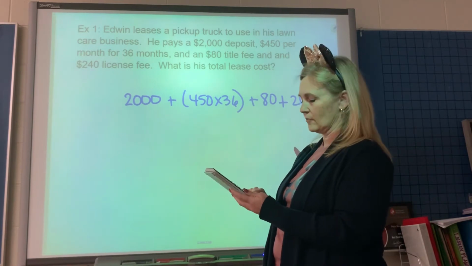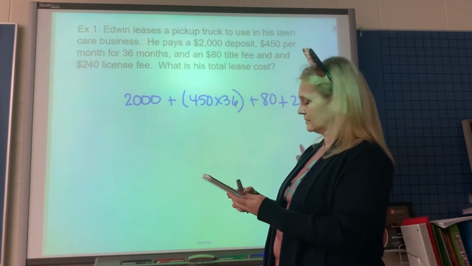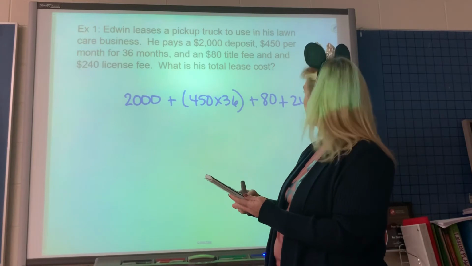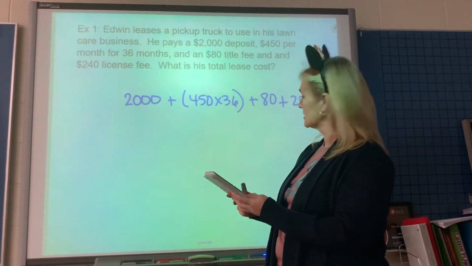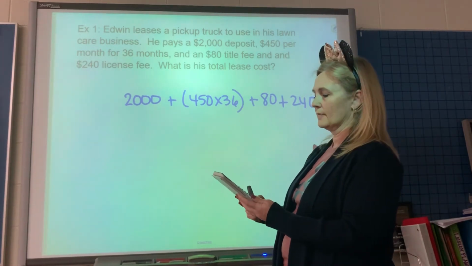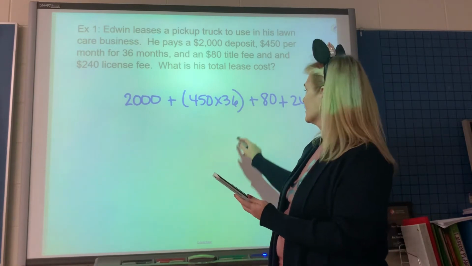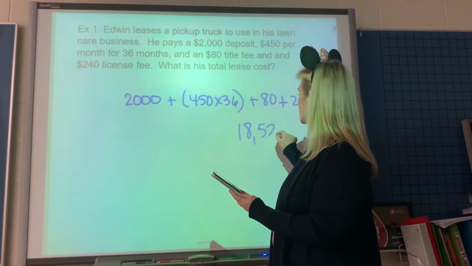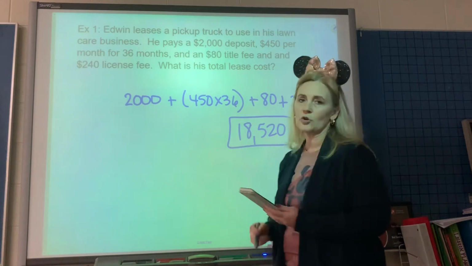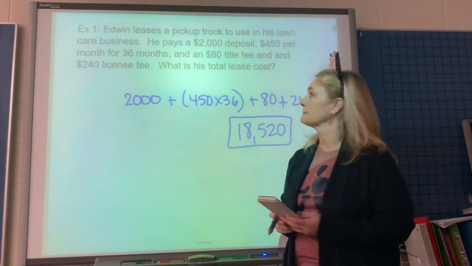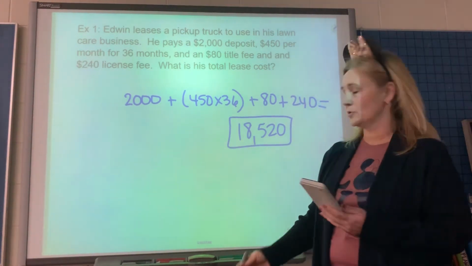2,000 plus 450 times 36 plus 80 plus 240. So that would be $18,520. That is what it's going to cost you to lease the car for the 3 years. Total lease cost, that's all there is to it.